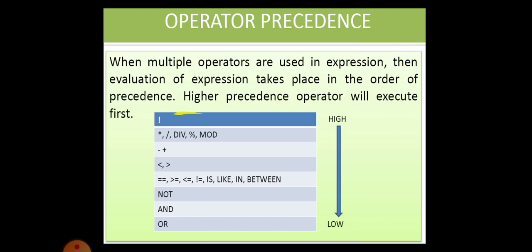So here is the table which gives the precedence. The first precedence is given to NOT. Then multiplication, division and the percentage, that is remainder. Then plus and minus, then less than, greater than, equals, less than or equal, greater than or equal, then not equal, IS, LIKE, IN, BETWEEN. Then only the compiler goes for NOT, AND and OR. So according to this precedence only, the compiler will evaluate any expression given in the SQL query.